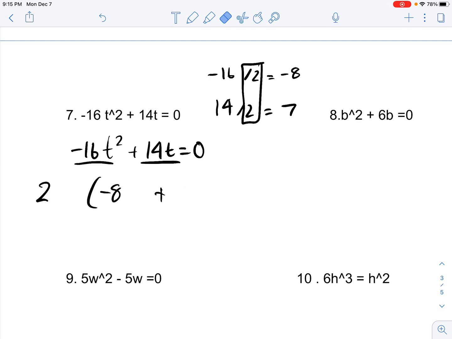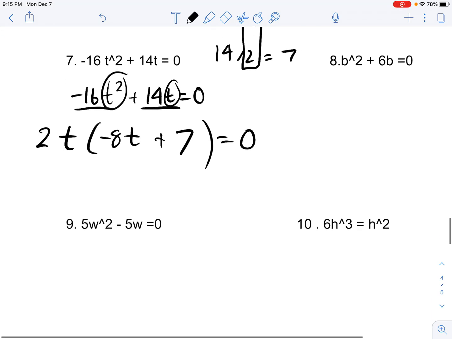So you can take out 2, and that will leave you with negative 8 plus 7. Now, don't forget about the t. How many t's do these share? Well, just one t. So what we can do is we can factor out the t, and we get negative 8t plus 7. Now let's check this work. 2t times negative 8t. Well, that's just negative 16t squared. 2t times 7 is just 14t.